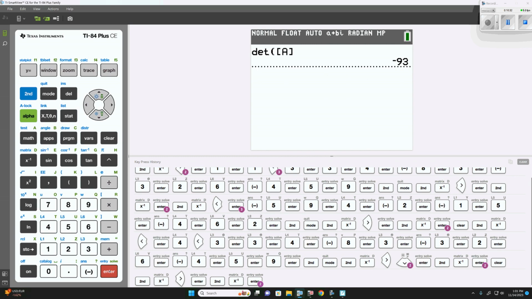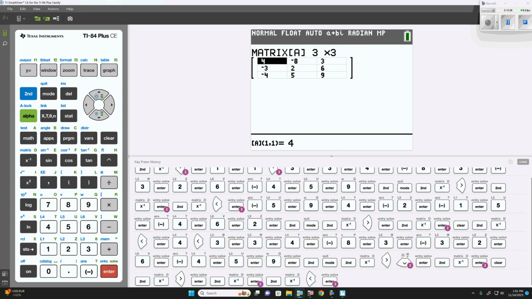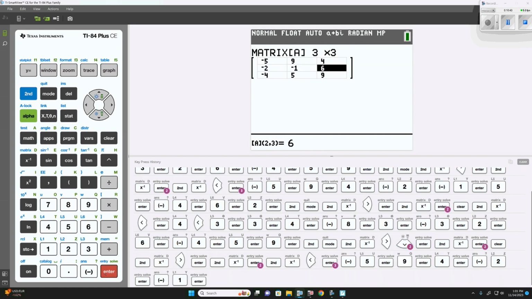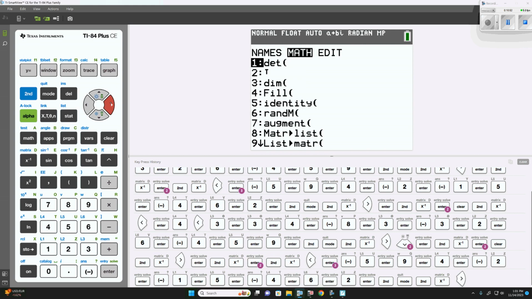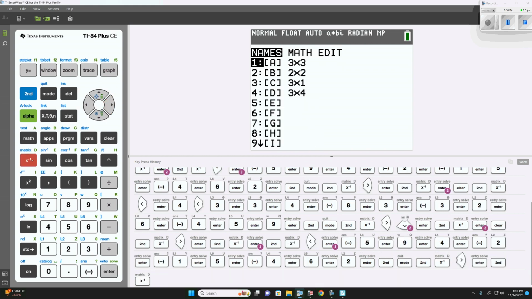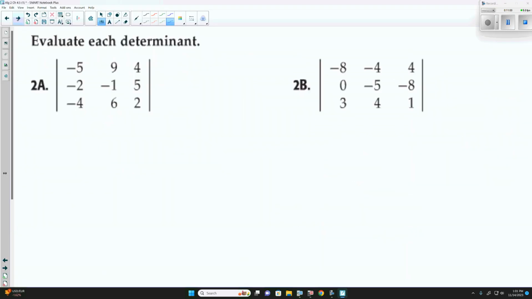So the next one, second matrix, over to edit. It is a 3 by 3. Negative 5, 9, 4, negative 2, negative 1, 5, negative 4, 6, 2. Second quit. Second matrix. Over to determinant. Second matrix A. Enter. So the next one is negative 48.